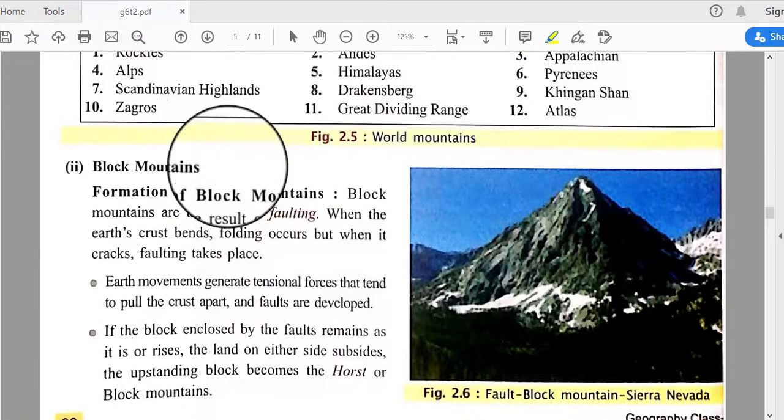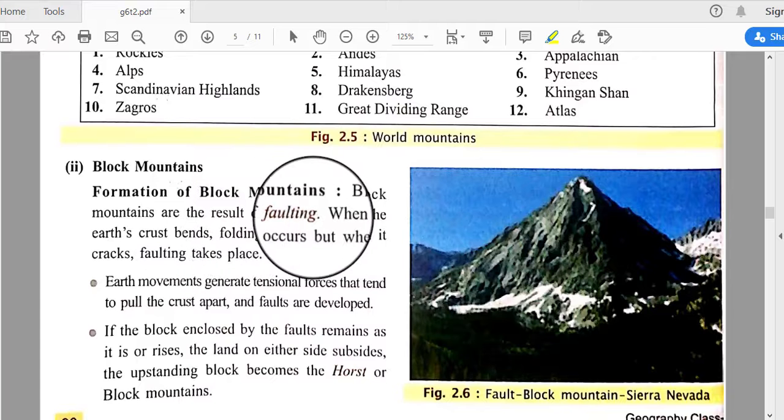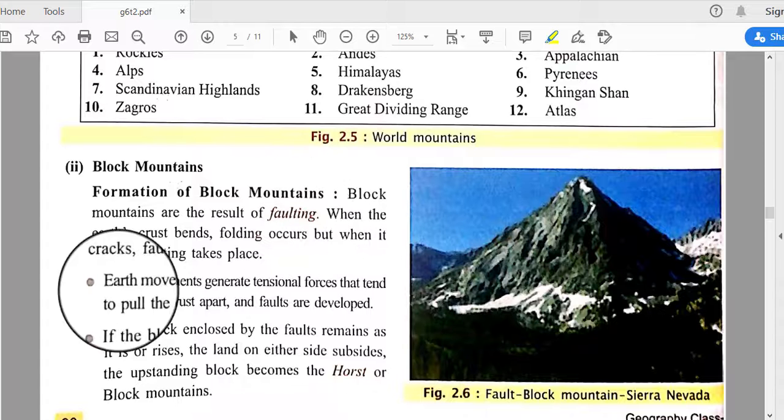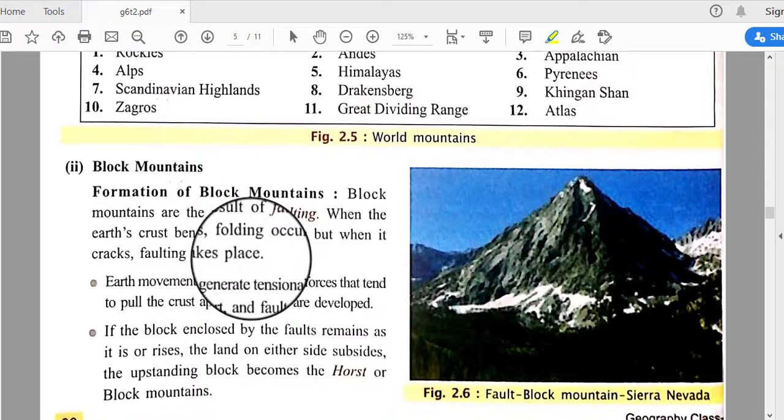Okay, next is block mountains. The formation of block mountains is the result of faulting. Due to faulting, the block mountain or fault mountain originates. When the earth's crust bends, folding occurs, but when it cracks, faulting takes place.